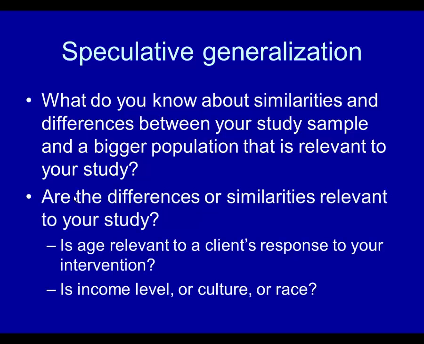A good question would be, are the differences or similarities relevant to your study? For example, is age relevant to a client's response to your intervention? Do you think there's any reason to believe people would respond differently at a different age? Well, of course, you could even examine that yourself if you have a large enough sample, and examine whether or not persons of a different age in your sample responded differently to the treatment in terms of outcomes. They had better outcomes or not. Is income level or culture or race relevant? So you only need to worry about the kinds of things that are different between your sample and a given population that really would be relevant to the study you are undertaking.